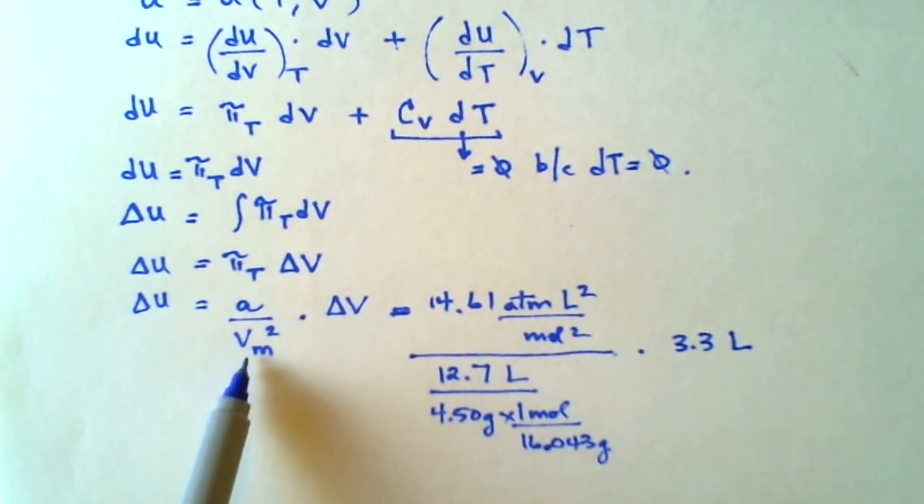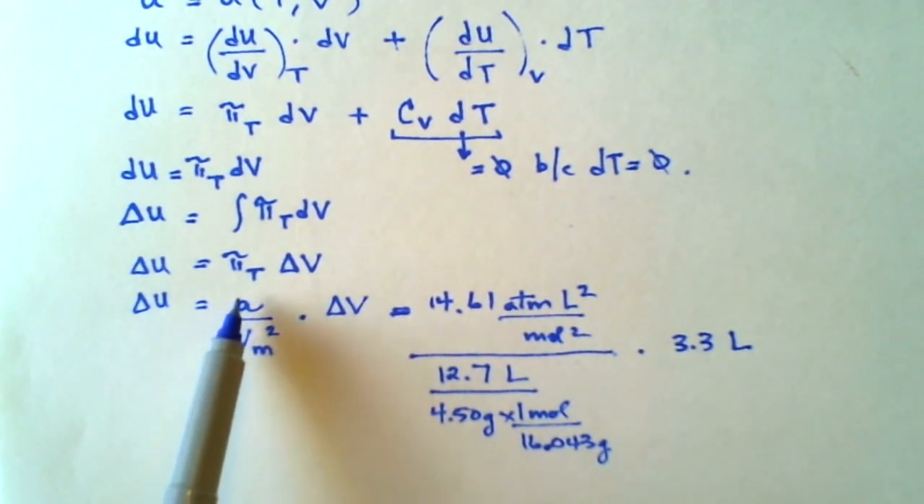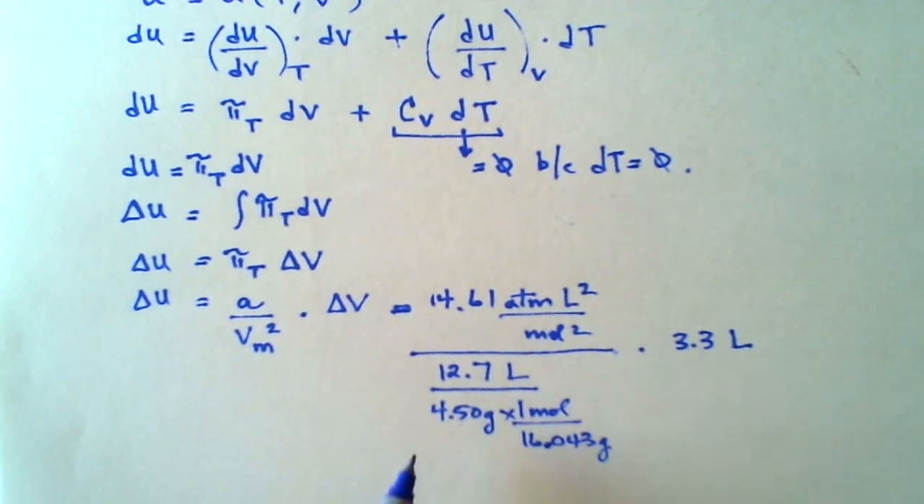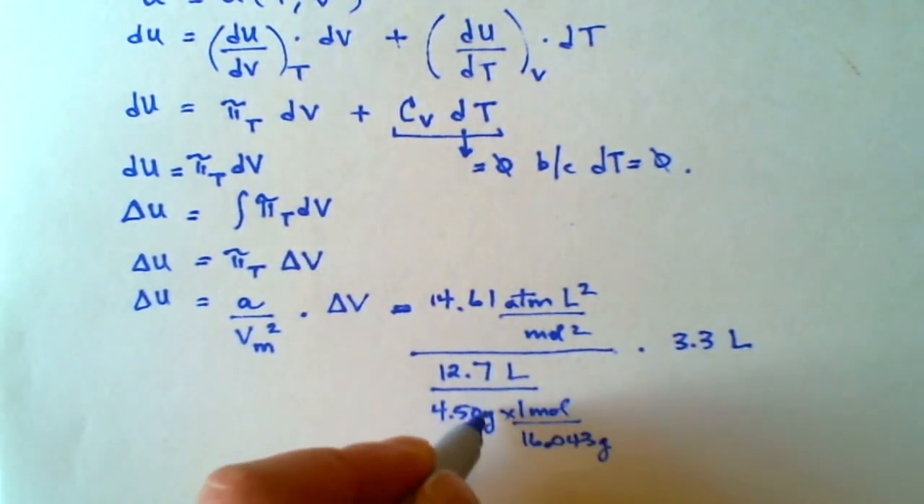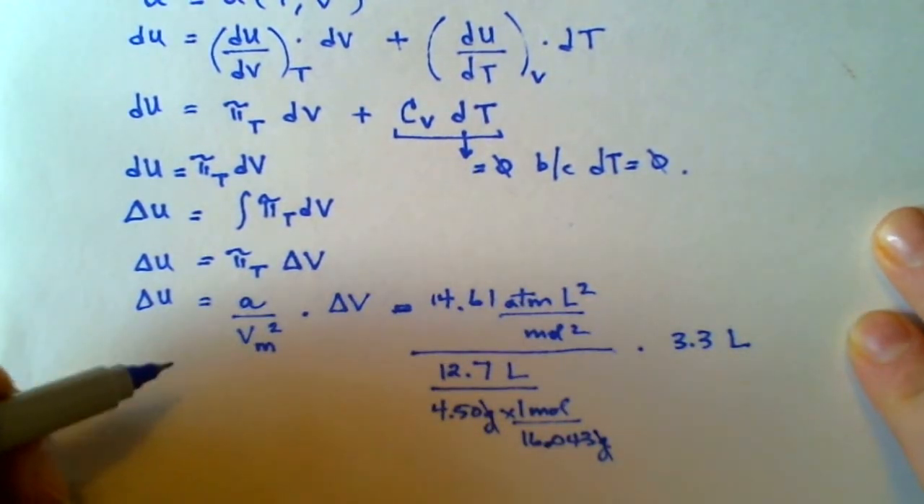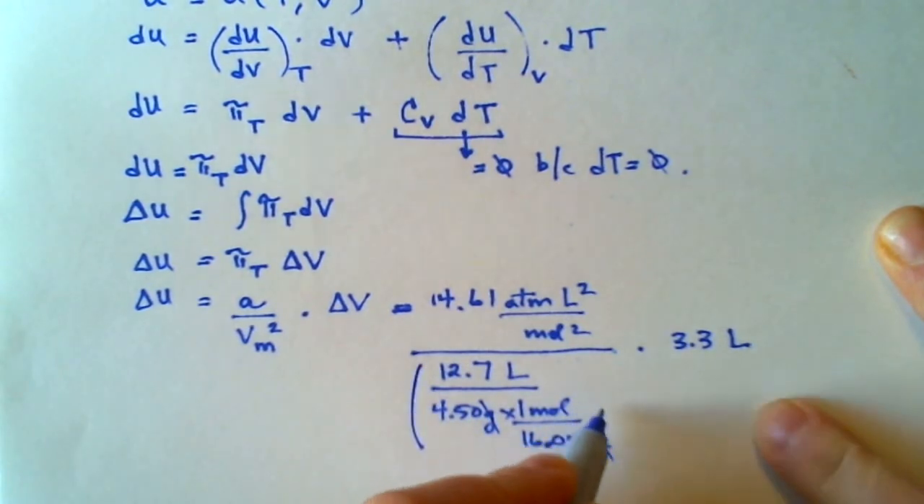This A over V_m squared should actually have units of pressure when all is said and done. So this big term should have units of pressure. So grams, oh, right here, this is a molar volume squared.